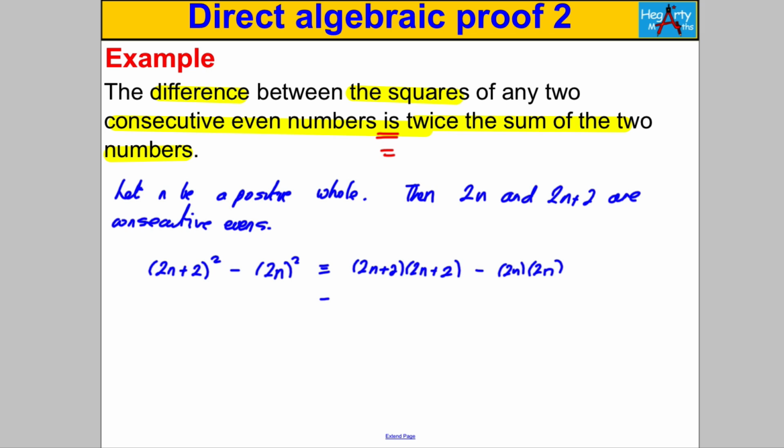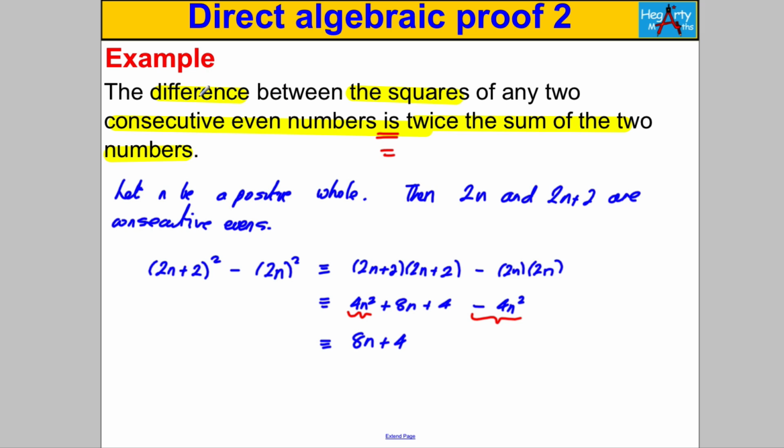Okay, you need to be good at expanding your brackets here. I'm going to do it in one move. So this is 2n times 2n is 4n squared. 2n times 2 is 4n. And this 2 times 2n is 4n. So it's going to be add 8n. I'm collecting like terms as I go. And 2 times 2 is 4. And then I'm going to subtract 2n times 2n, which is 4n squared. Now look what happens. That 4n squared and that negative 4n squared cancel. And we just get left with 8n add 4. Okay?